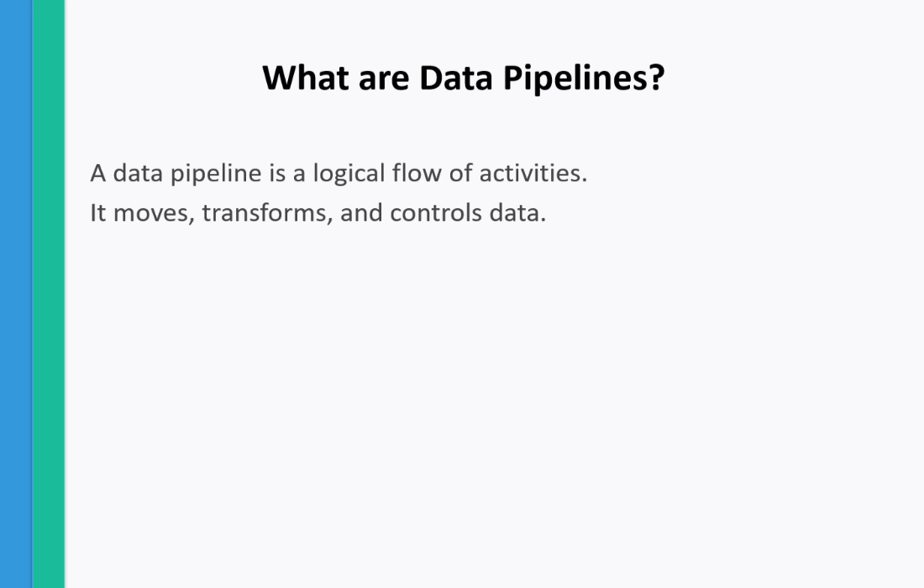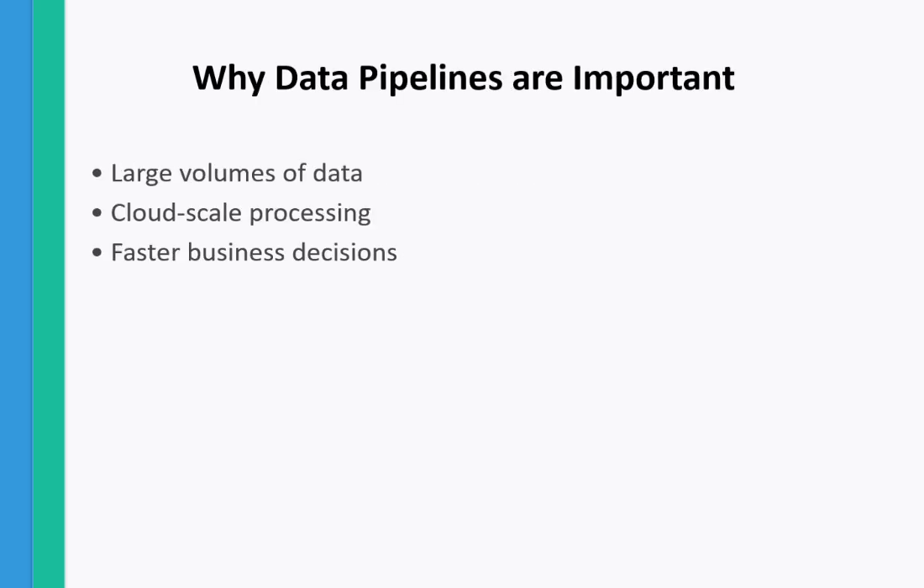Now, let's understand why pipelines are so important. Today, organizations generate huge amounts of data every day. The data can be customer data, sales data, website data, or even application logs. Most companies move this data to the cloud because cloud platforms like Azure can handle large scale processing. But data is useful only when it is clean and ready. Here the data pipeline helps to move the data faster, clean and transform it, and make it ready for analytics and decision making. Without pipelines, data becomes messy and unusable.